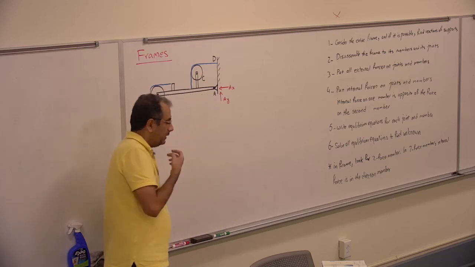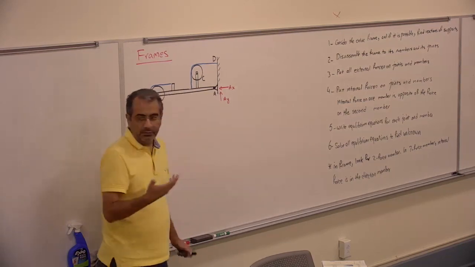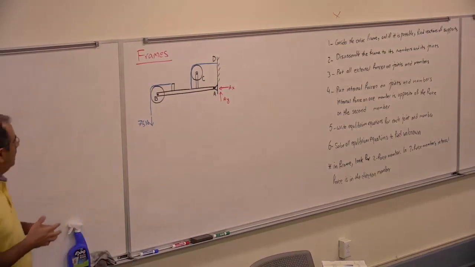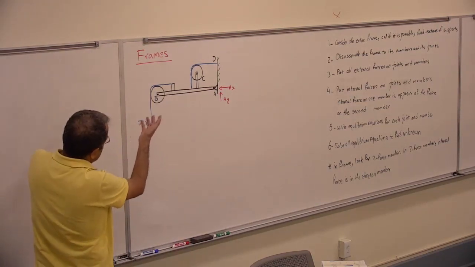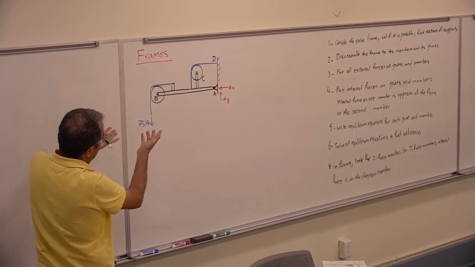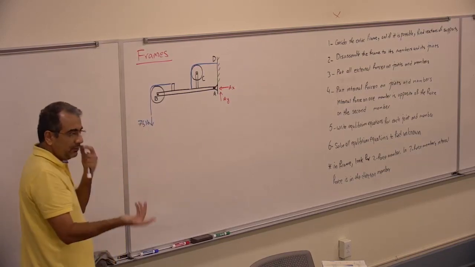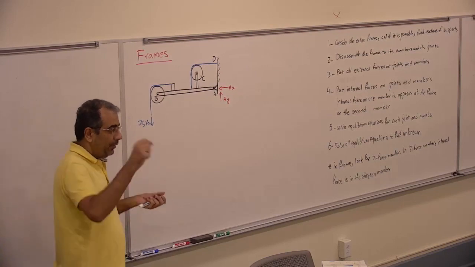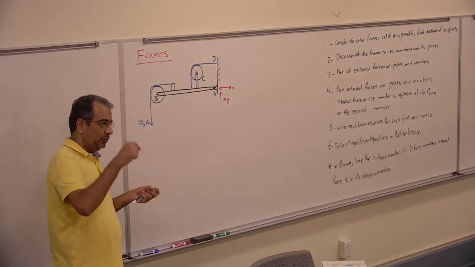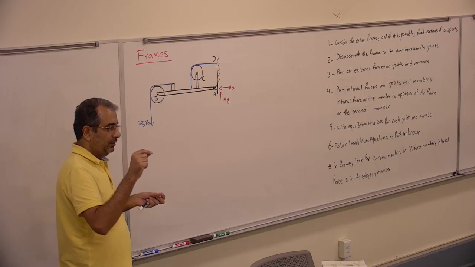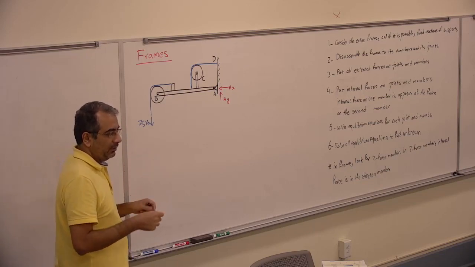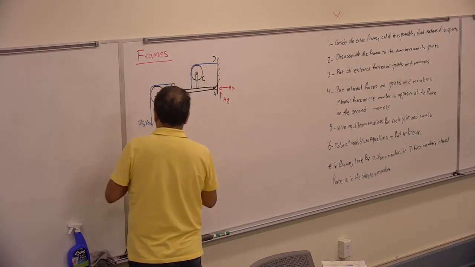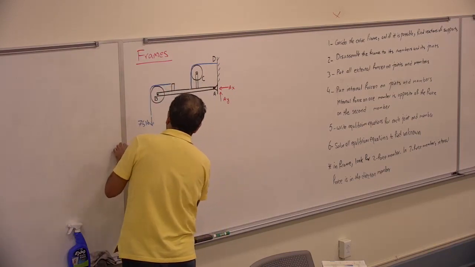The next thing is that I'm going to disassemble it to its members and its joints. Again, if I don't have any forces in the joints themselves, it probably is not going to help me. It's not going to give me anything. If you have a force on the joint, then the joint would give you an additional equation. So first I'm going to draw this part.